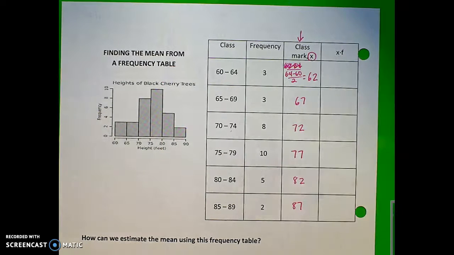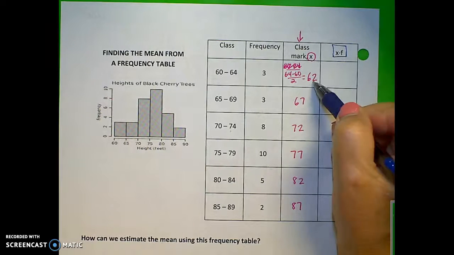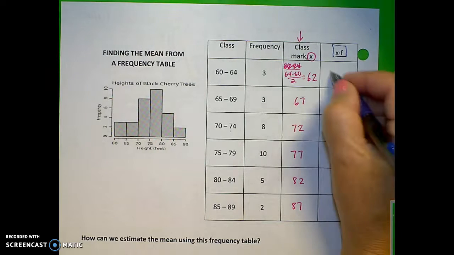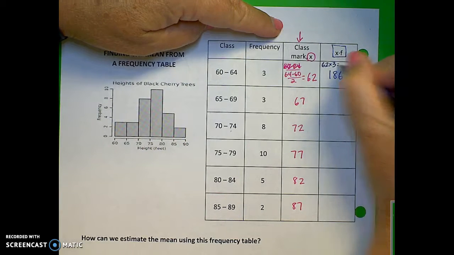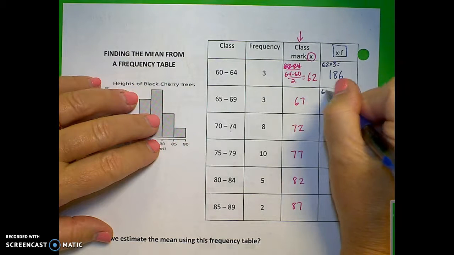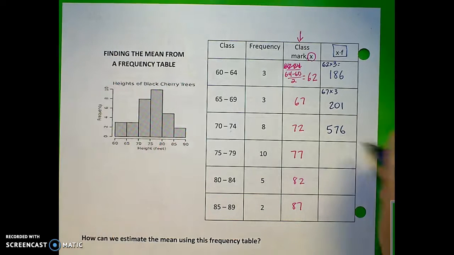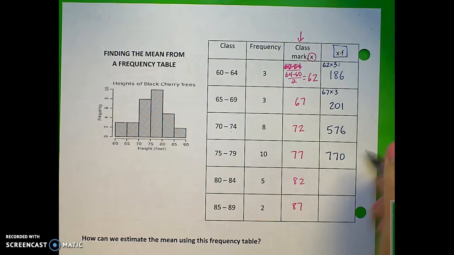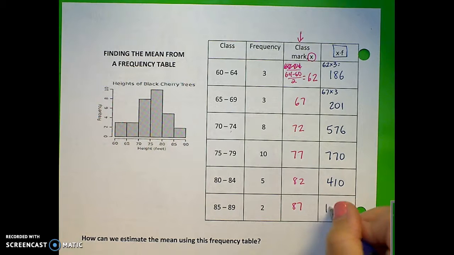In order to figure out the weighting of each of these, I have to multiply the x value, the class mark, times its frequency. So 62 times 3, 186. I'll write here what I'm doing. 62 times 3, 186. And if we continue that for the rest of them, we get 67 times 3, that's 201. And I'm just going to go ahead and give you the rest of the values. Hopefully you can understand where these are coming from. 576, 770, 410, and 174.